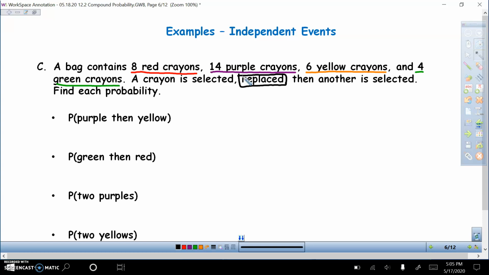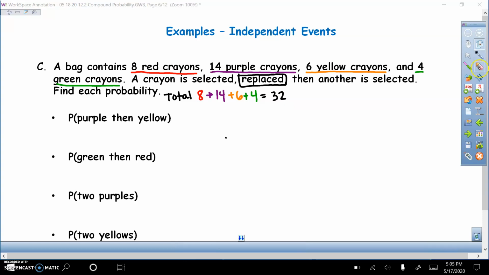Find the probability. So let's go ahead and find the total number of crayons. So I'm going to have the 8 red crayons plus the 14 purple crayons plus the 6 yellow crayons plus the 4 green crayons. Add all of those up, and I have a total of 32 crayons.